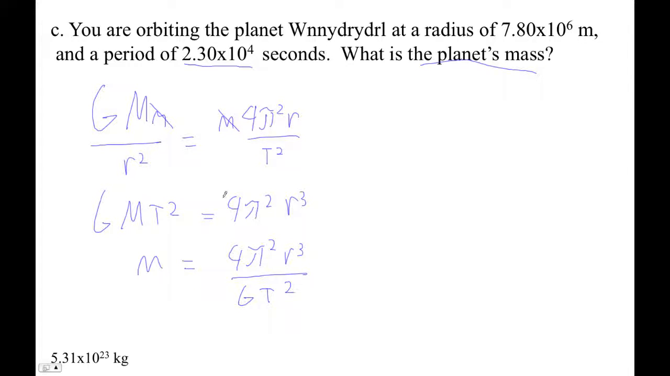I highly recommend that you do the math, so cross multiply: this times this is this times this. Then divide, and sometimes you have to take a square root or something like that. Okay, so we're solving for the mass. Let's just plug those numbers in.